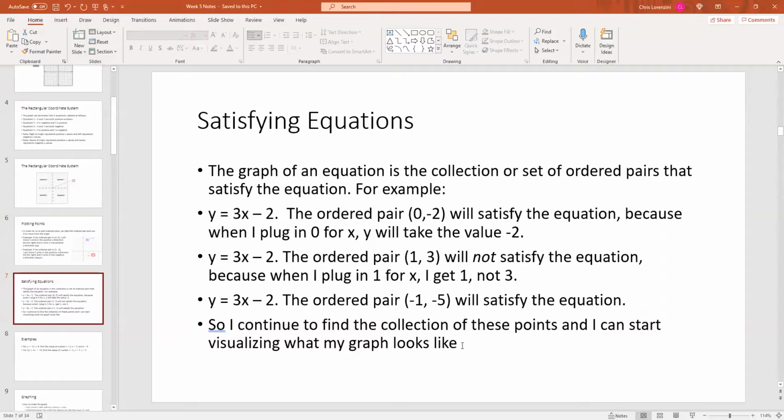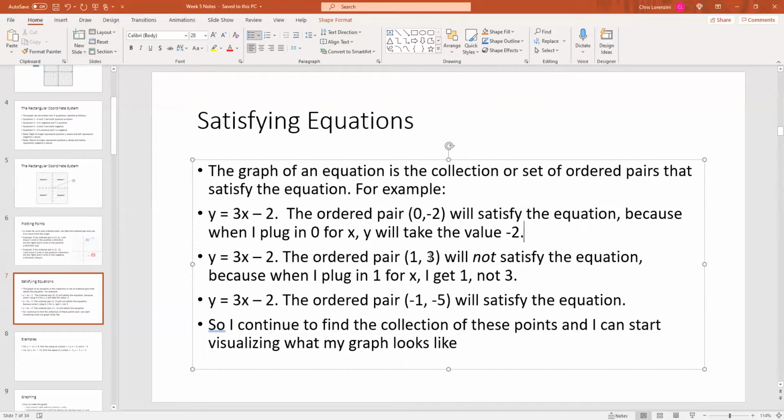So if we take a look at y is equal to 3x minus 2, we see that the ordered pair 0, negative 2 will satisfy the equation. Because when I let x equal 0, this term goes away. I'm left with y equals negative 2. Therefore, when x is equal to 0, y is equal to negative 2, makes this equation true. So since that satisfies the equation, this will be one of the possible solutions to the equation and will be part of the graph of this equation.